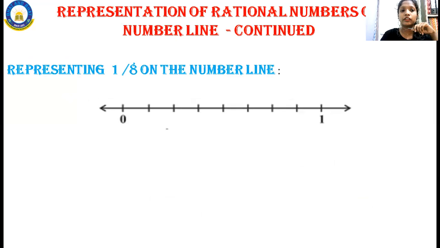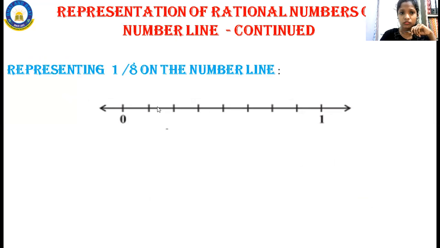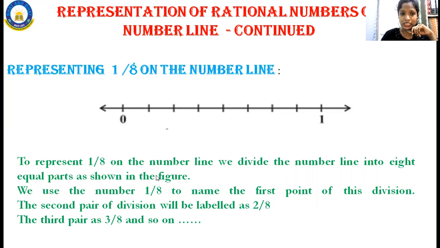They have given the number 1 by 8, and we have to represent 1 by 8 on the number line. How do we represent that? See, to represent 1 by 8 on the number line, there are some steps to be followed. We'll see that. First, we'll draw a number line. As soon as we draw the number line, we start dividing the number line into 8 equal parts.